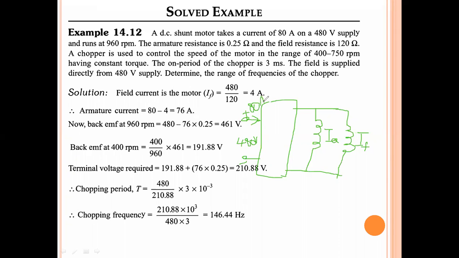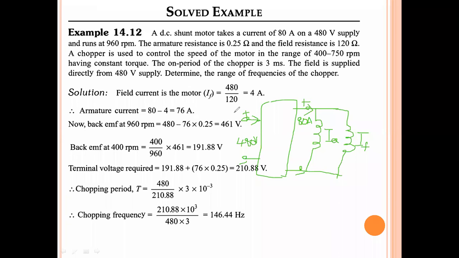So 80 amperes of current is taken by the motor. These are the motor terminals, so the current that is entering the motor is 80 amperes.